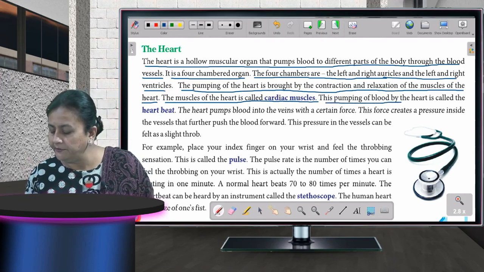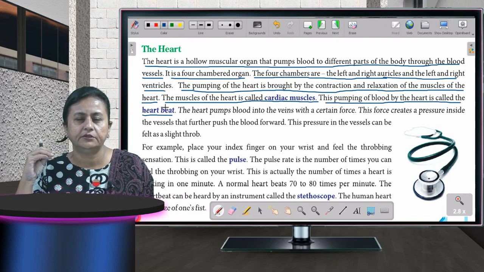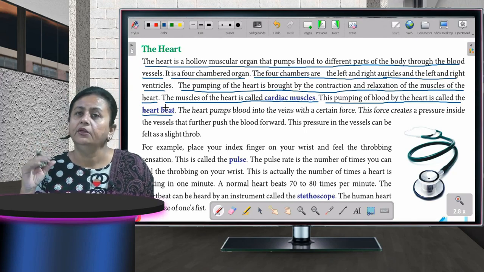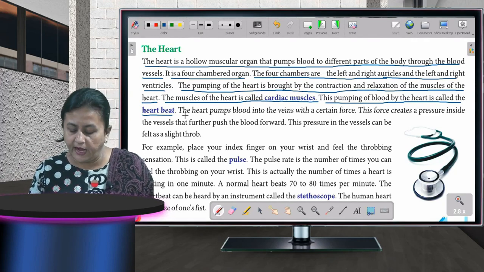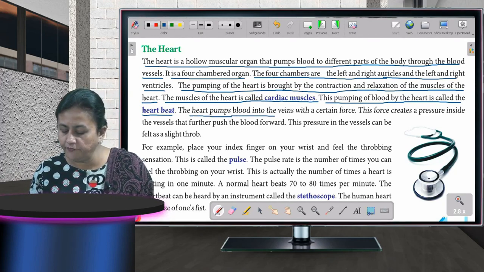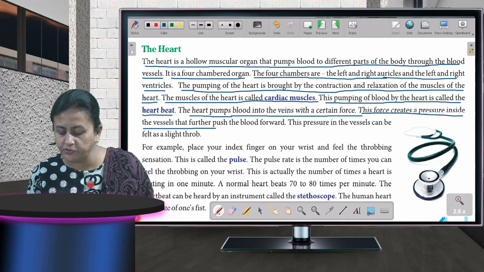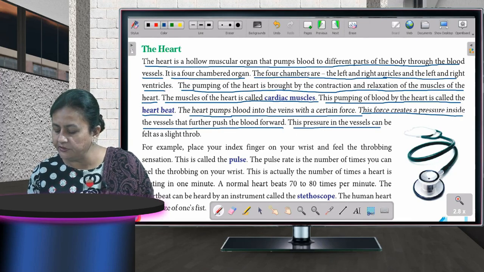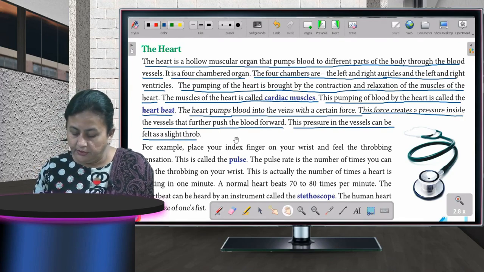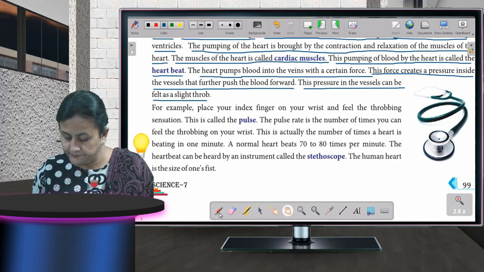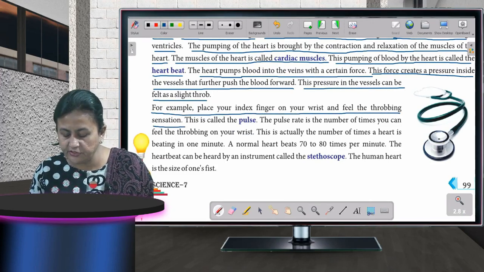This pumping of blood by the heart is called the heartbeat. What is heartbeat? Dhak, dhak, dhak, like that. The heart pumps blood into the vessels with a certain force. This force creates a pressure inside the vessels that further pushes the blood forward. This pressure in the vessels can be felt as a slight throb. Now, for example, place your index finger on your wrist and feel the throbbing sensation. This is called the pulse.